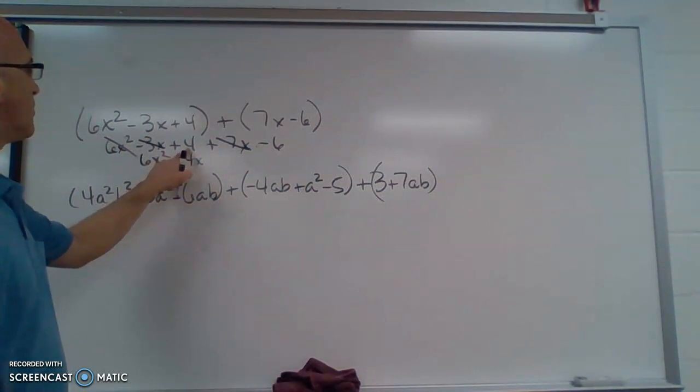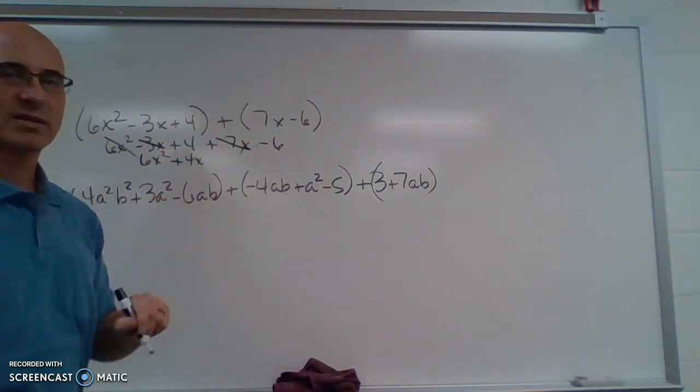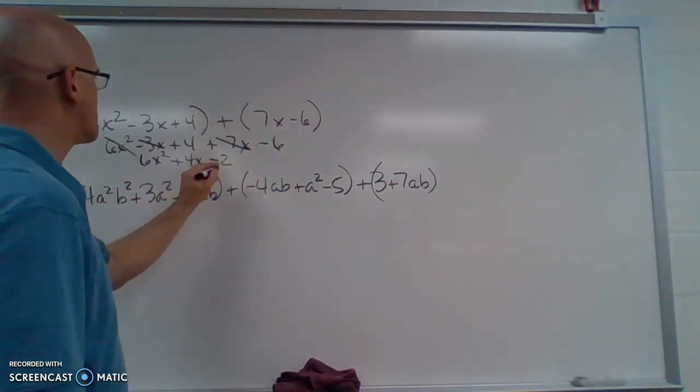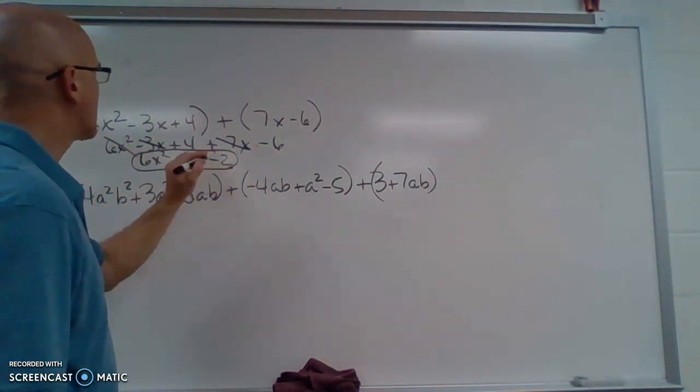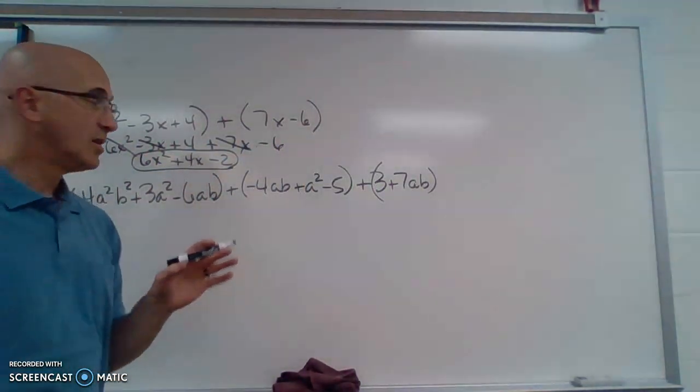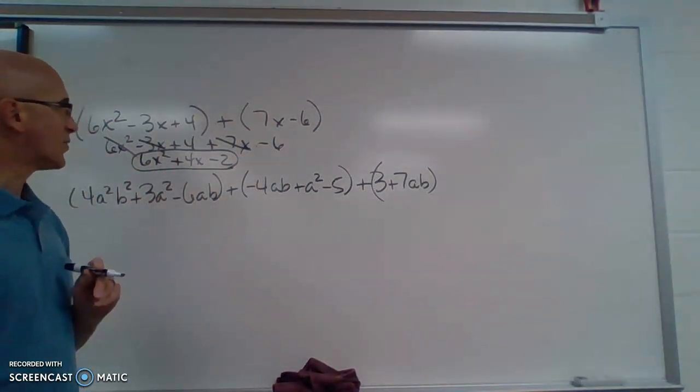And now we have positive 4 minus 6. So 4 minus 6 is a negative 2. So our resulting polynomial when we added these two is 6x squared plus 4x minus 2.